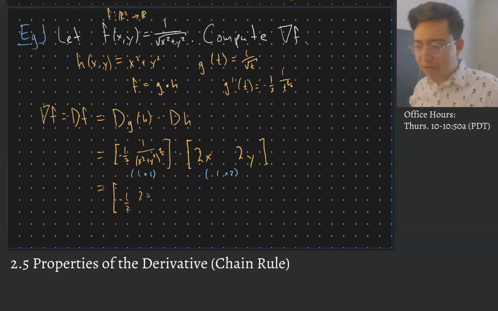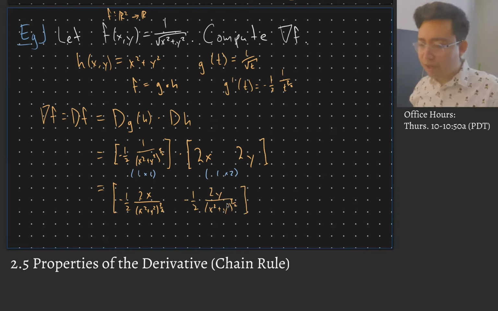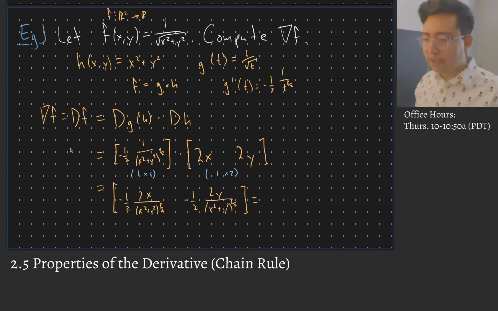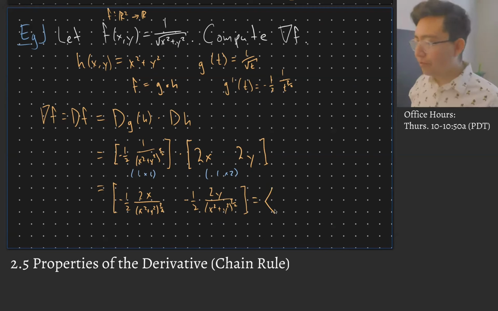-1/2 times 2x over x squared plus y squared to the 3/2. And then over here I have -1/2 times 2y over x squared plus y squared to the 3/2. A couple of things I'm noticing: first of all, the 2's cancel on both of these. And second of all, because I'm talking about the gradient, I should probably write this row matrix as a vector instead of as a matrix.